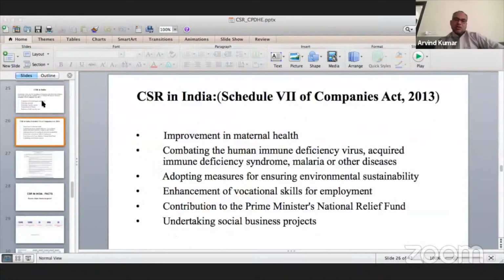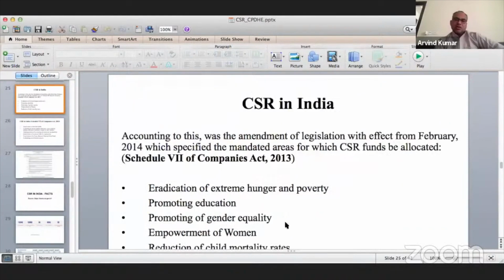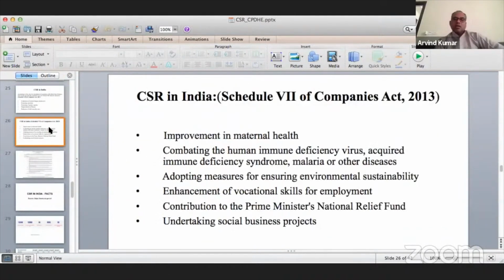Gender equality, women empowerment, reduction of child mortality. During independence or in the 60s, India used to have a very high child mortality rate. Now, luckily, we don't have such a high mortality rate, but still it can be one of the CSR activities. Then improvement in mental health, combating human immunodeficiency virus. This is the whole area of public health. The next area could be ensuring environmental sustainability, enhancing vocational skills, very important. Nowadays, a separate Ministry of Skill Development has been created. So a CSR project can be aligned with vocational skills, and that may lead to employment.